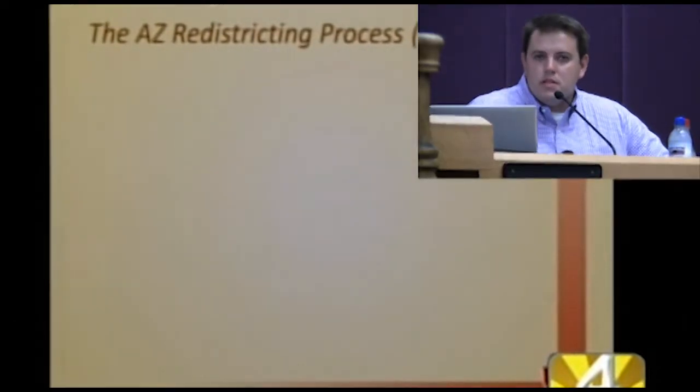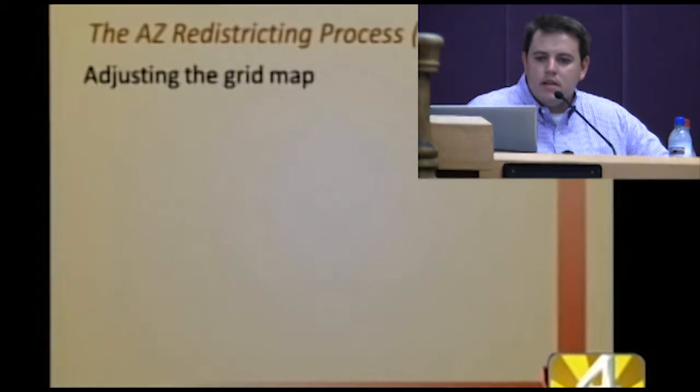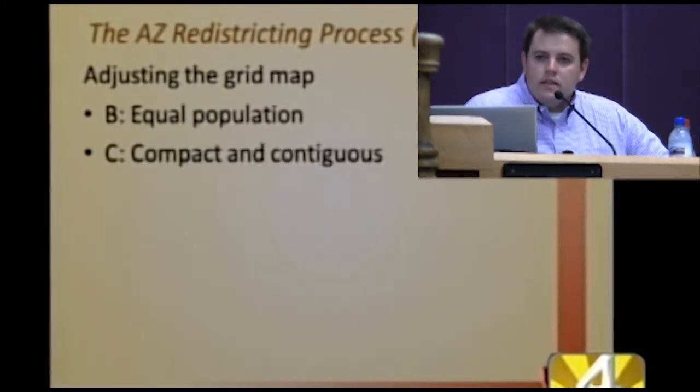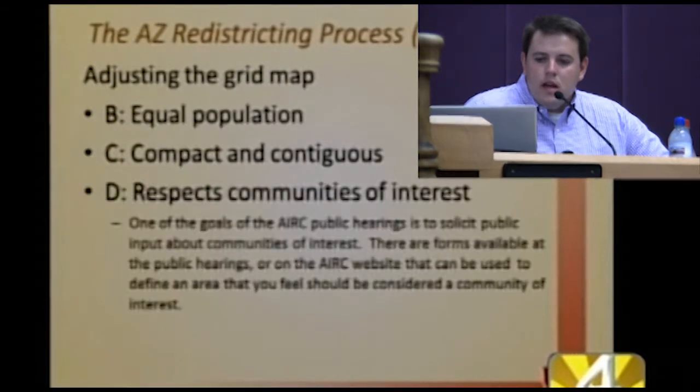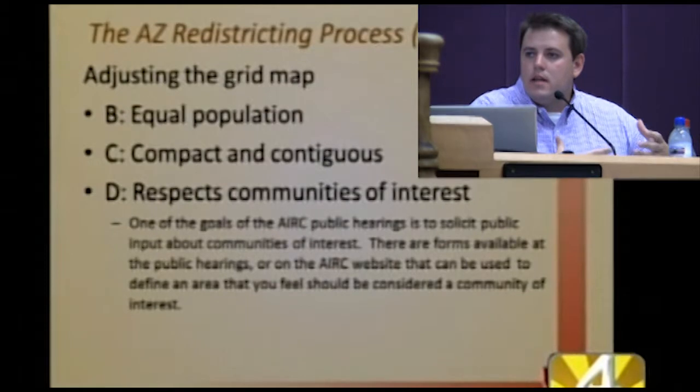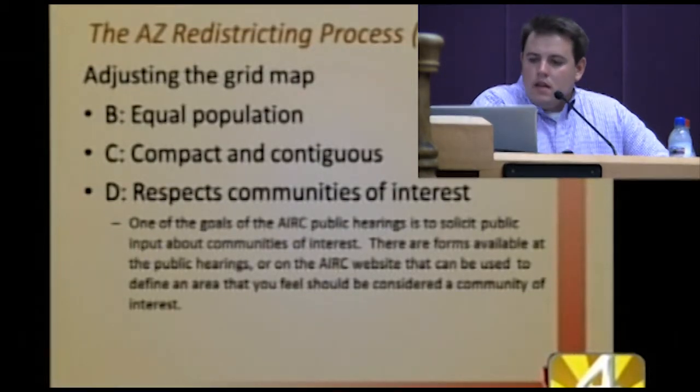After the map is adjusted to meet the Voting Rights Act, it's adjusted to ensure equal population again, that the districts are compact and contiguous, and that they respect communities of interest. Again, one of the main goals of these meetings is to solicit public input about communities of interest. There are forms available here at these hearings or on the ARC website that can be used to define an area that you feel should be considered a community of interest.